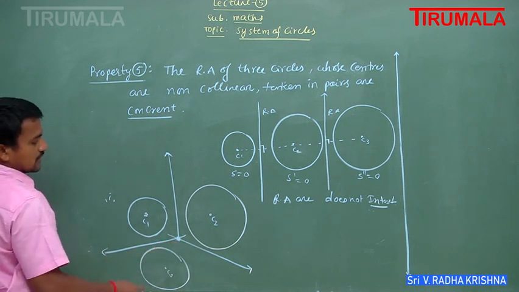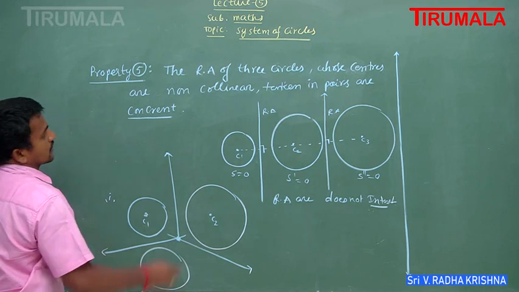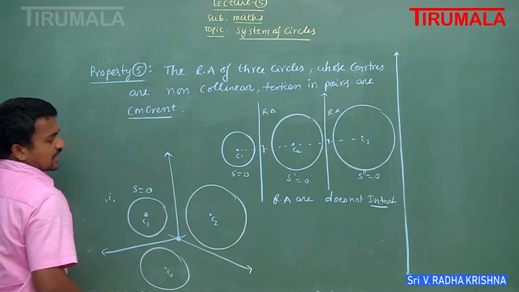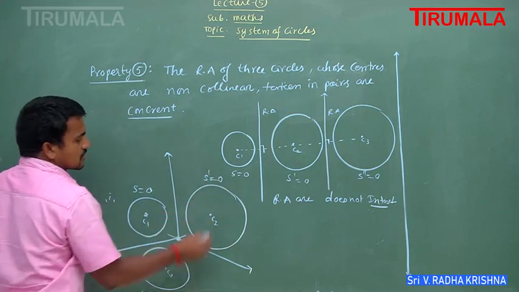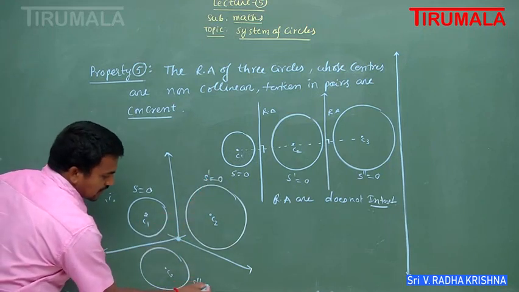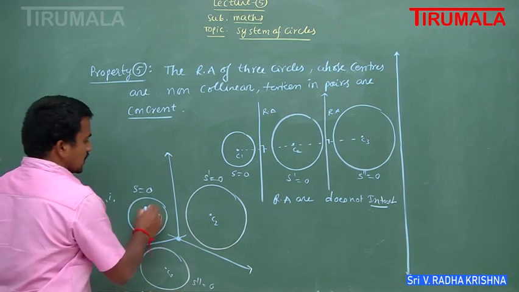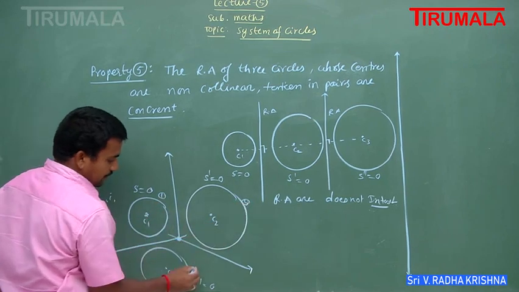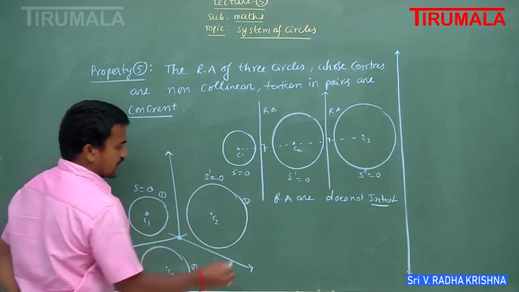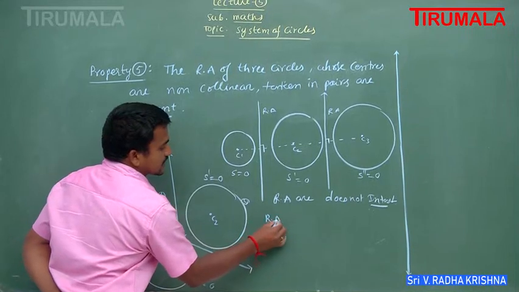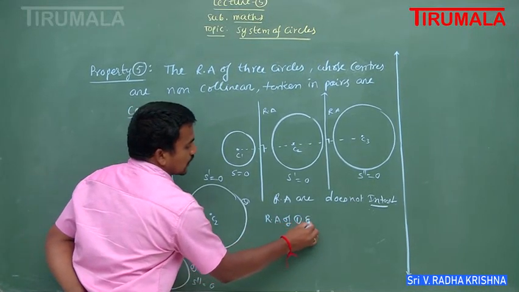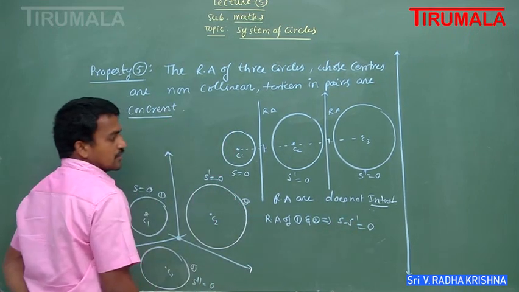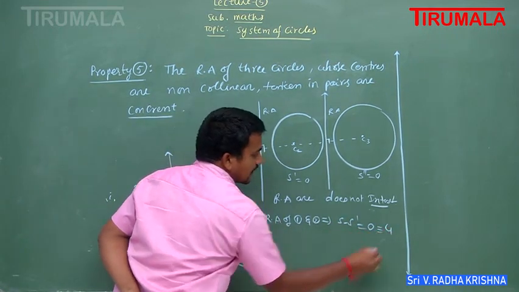How can we prove that the 3 radical axes are concurrent? Suppose this is the circle S equal to 0, this is the circle S dash equal to 0, this is the circle S double dash equal to 0. This is the first circle, 1, 2, 3. The centers are non-collinear here. First, the radical axis of 1 and 2 is S minus S dash equal to 0. This is the line L1.